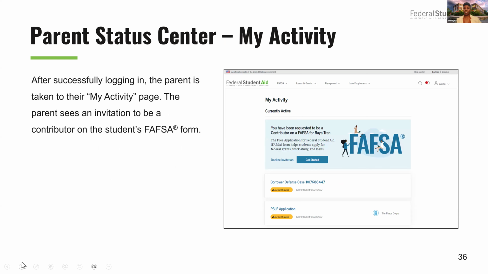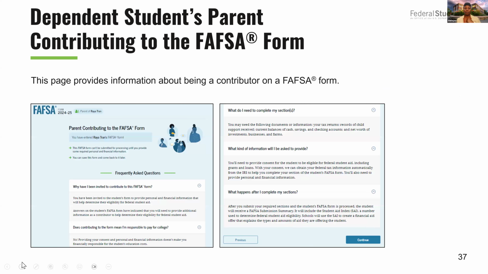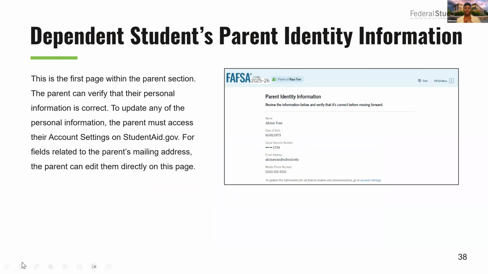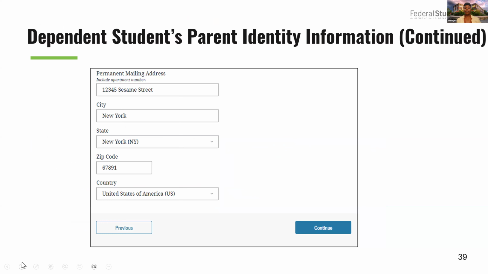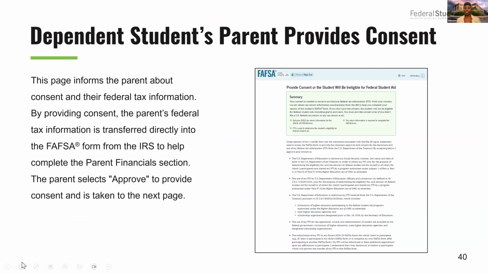There you go. It will link. It'll say, here it is. You are providing information for this current active FAFSA. Once they've linked you to your student, it'll provide you with information on how to complete the form. Then they're going to verify your identity just as they verified the student's identity. It'll ask for the permanent mailing address, just like the student.